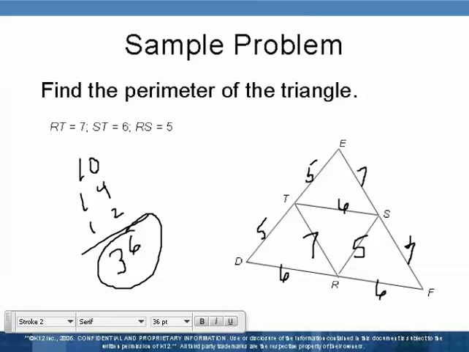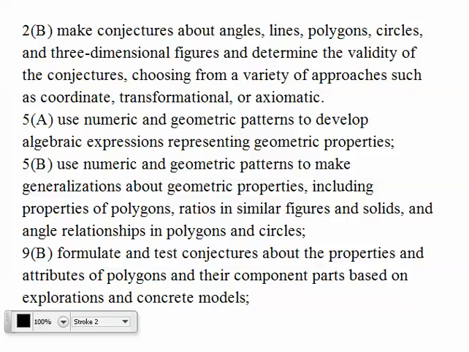That's the type of problems you'll be looking at. Okay, what we're doing here is we're making conjectures about objects and using a variety of approaches such as axiomatic, which are axioms and theorems and things like that. Big word, doesn't mean a lot, okay? And then we're using geometric patterns to develop algebraic expressions representing geometric properties and testing conjectures about the properties and attributes of polygons and their component parts. That's what we've been doing in here. That's what we've been trying to make certain you understand.